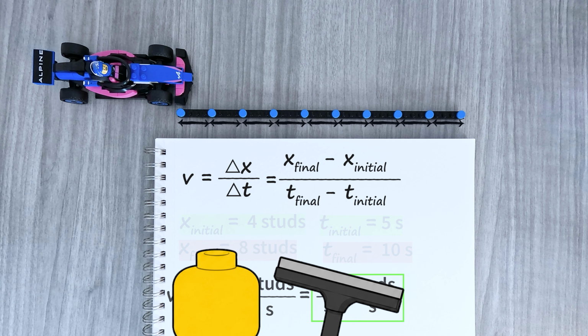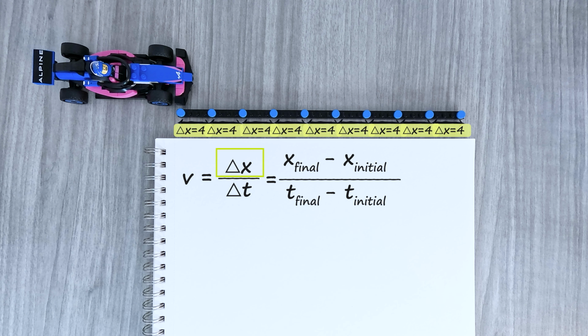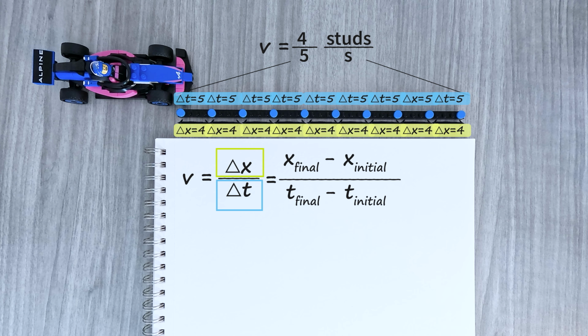We can count to see that all of our distance spacings here are the same. And we know that motion diagram time spacing has to be the same. So anywhere along this motion diagram, the car is going to be moving at the same velocity, that 4/5 studs per second. And it's moving to the right, so it's moving in the positive direction. That means the velocity is positive 4/5 studs per second.